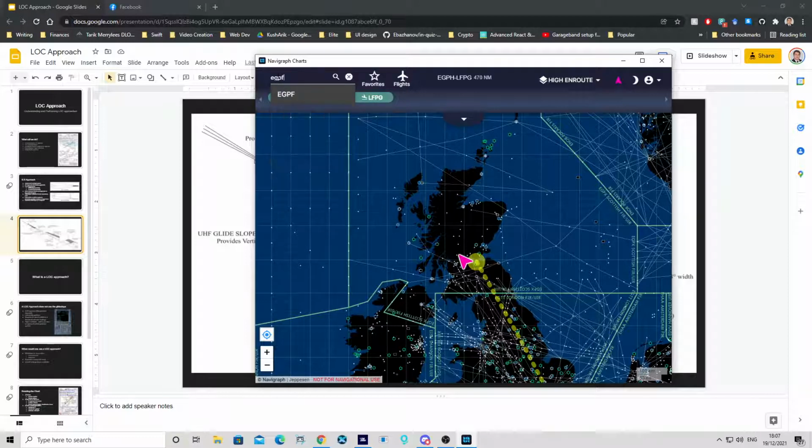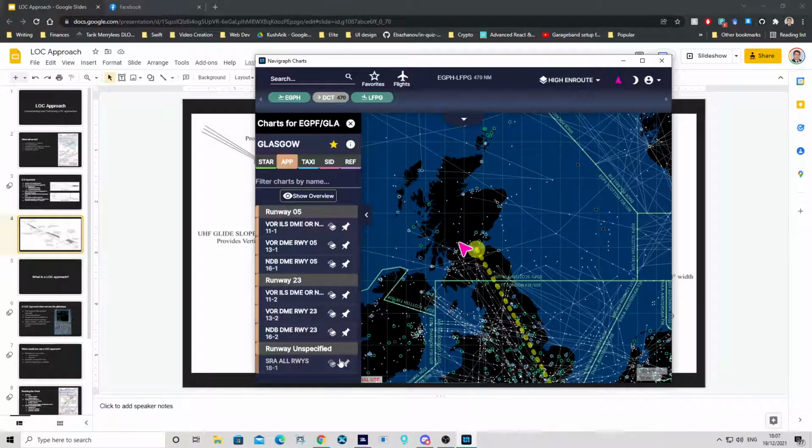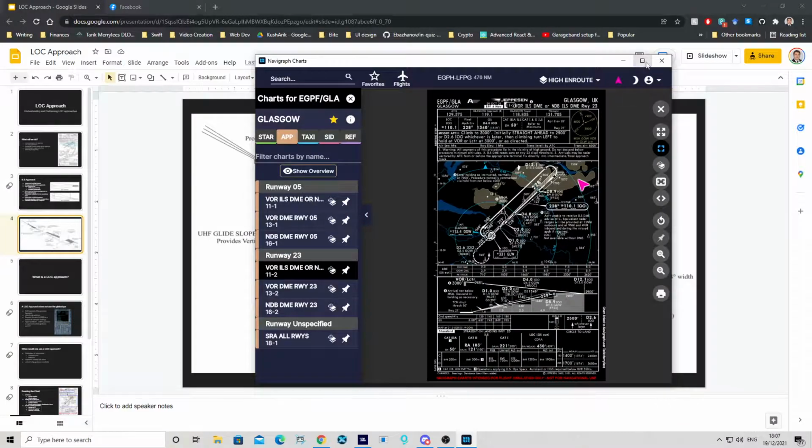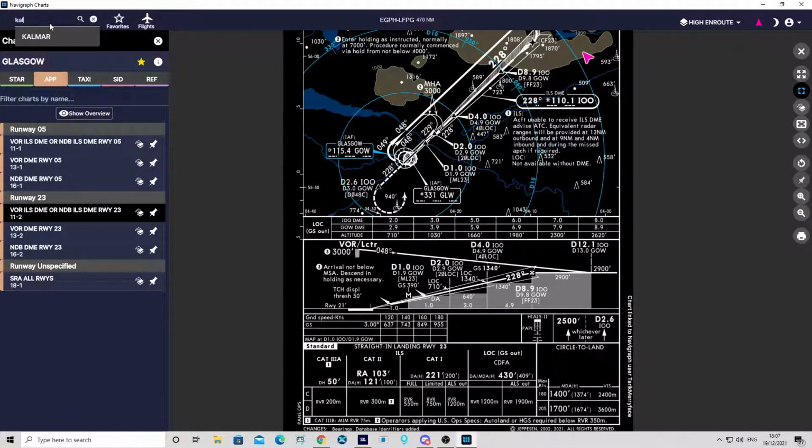So EGPF, sorry, EPF. Let's do Glasgow. Not sure if they do have them, but they're becoming less and less common. So that's we'll have it. Let's see, Kalmar I know has one.